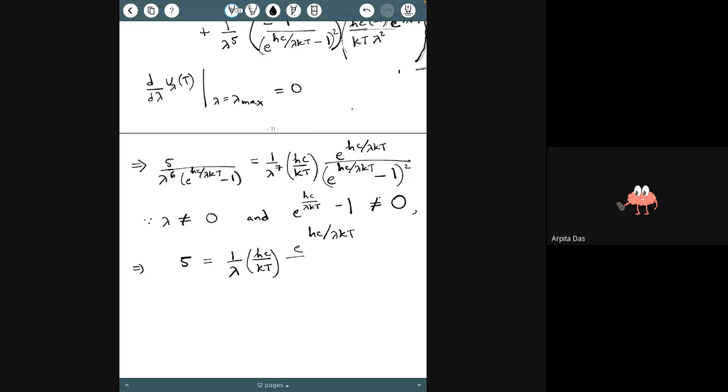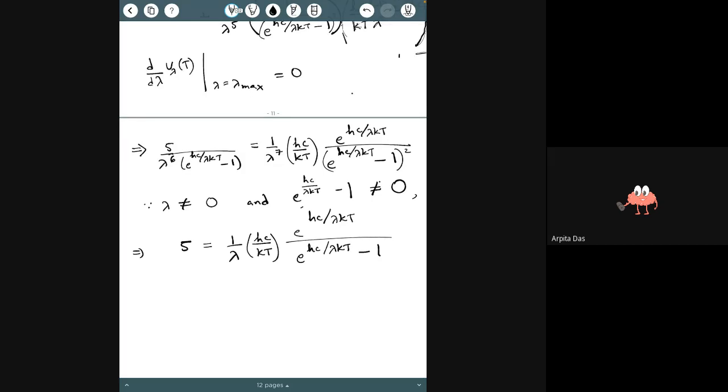And the second condition, that e to the power hc by lambda kt minus 1 is not equal to 0, also means that I can cancel one factor from either side, and I'm left with only 1 on the right. Okay. Fine.